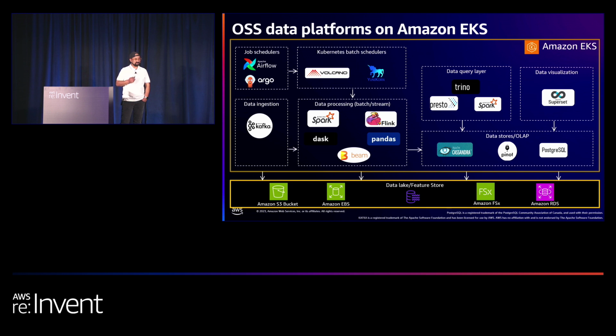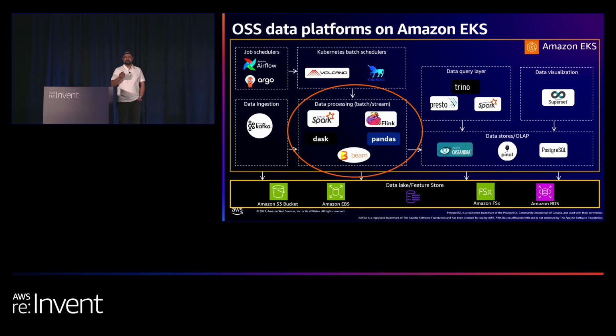But I would like to bring your attention specifically to the data processing related to this talk. Within the data processing, we have a number of tools like Spark, Flink, Pandas, Dask, and Beam. All these tools are used to do the data processing, which is both batch processing as well as stream processing. However, a lot of our customers, the majority of customers, favor Apache Spark for both batch processing and some for stream processing as well.